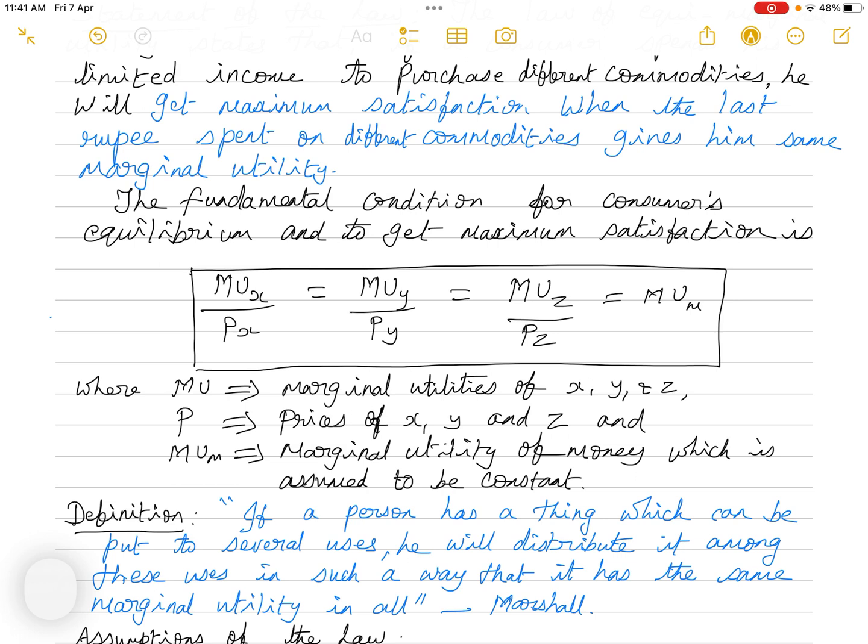MUx divided by Px must be equal to MUy divided by Py, which must be equal to MUz divided by Pz, and so on for innumerable varieties of commodities, up to MUn divided by Pn. Now what is MUx? MUx is the marginal utility of commodity X. MUy is the marginal utility of commodity Y. MUz is the marginal utility of commodity Z.